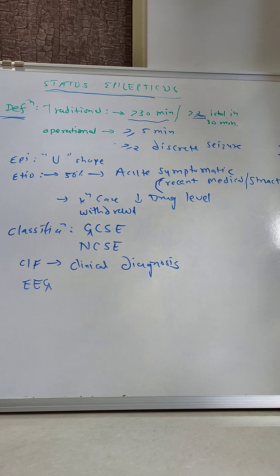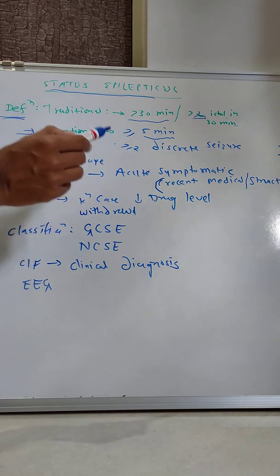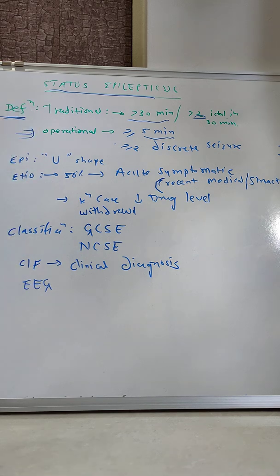But if we wait for 30 minutes before treating it as status epilepticus, we have lost many of the neurons. So gradually the definition has changed, and nowadays the operational definition of status epilepticus is any seizure lasting more than 5 minutes, which has to be treated as status epilepticus, or any two discrete seizures without regaining consciousness.